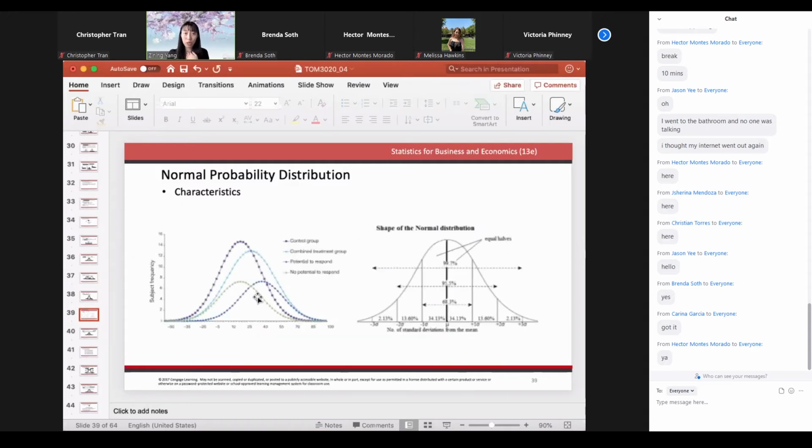Any probability distribution can be described just using these 2 terms, the mean and the standard deviation, right? If you look at the green, the light blue, the dark blue, the purple, you only need the mean and the standard deviation to describe, and you can see how different they are.